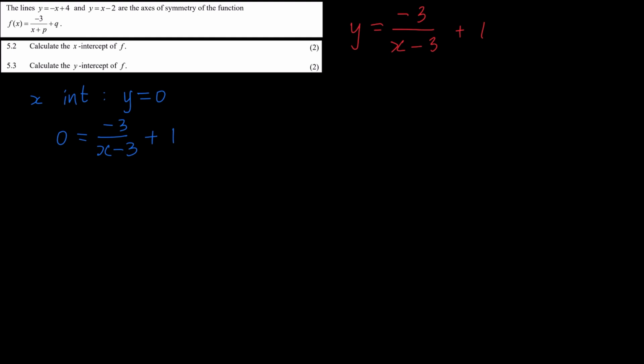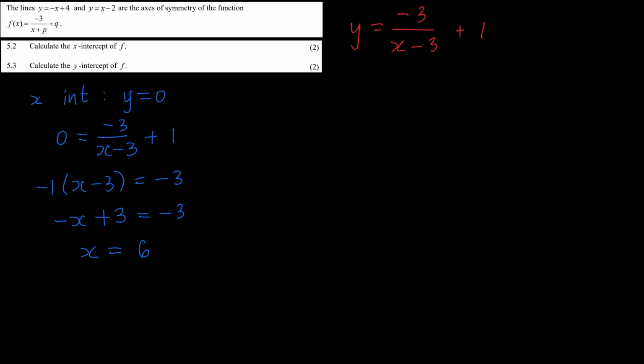Next, we need to simplify. So you can take the 1 over and then multiply by x minus 3, leaving you with minus 1 into x minus 3, and that's equal to negative 3. We can then simplify. Minus x plus 3 equals minus 3. We can then solve for x, giving us x equals 6. So that is the x-intercept of this hyperbola.